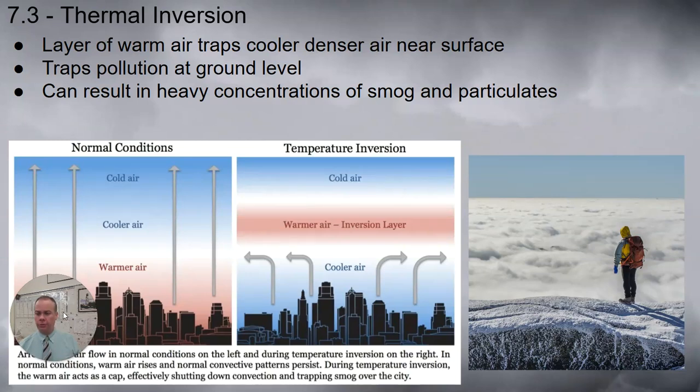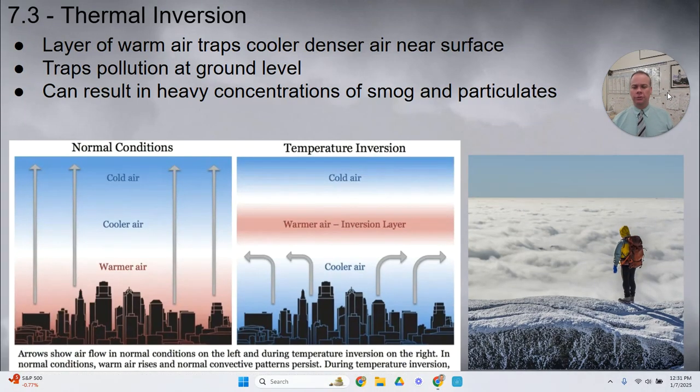In topic 7.3, we're going to talk about something called a thermal inversion, or temperature inversion. This is a weather pattern that can form. In normal conditions, generally as you go up in the troposphere, the air gets cooler. You have the warmest air, and then as you go up in the troposphere, it becomes colder.